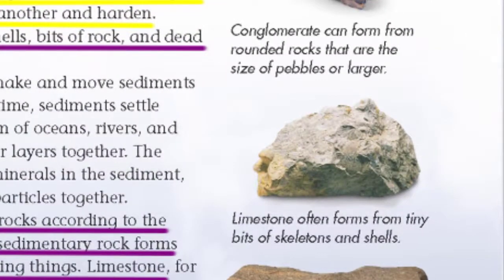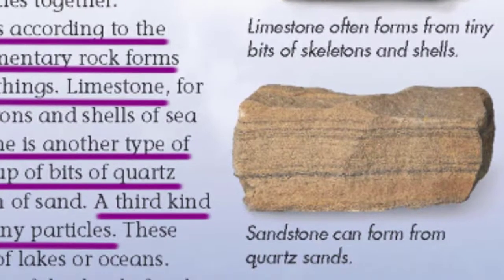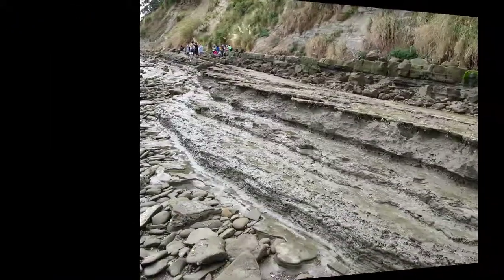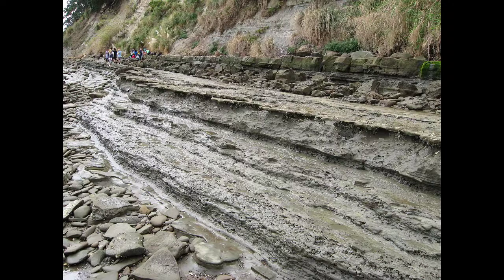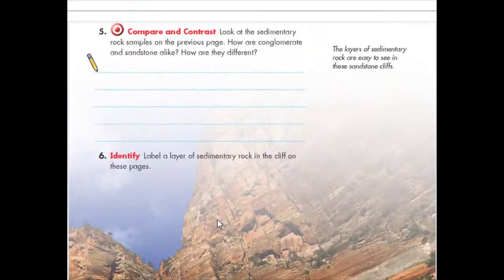For example, limestone. Observe this limestone. Limestone is often formed from tiny bits of skeletons and shells. The second type is usually made up of bits of quartz, like sandstone. Observe sandstone. Sandstone can form from quartz sands. The third type is formed from tiny particles. These particles usually settle at the bottom of lakes or oceans. For example, shale and mudstone are two examples of this kind of rock.